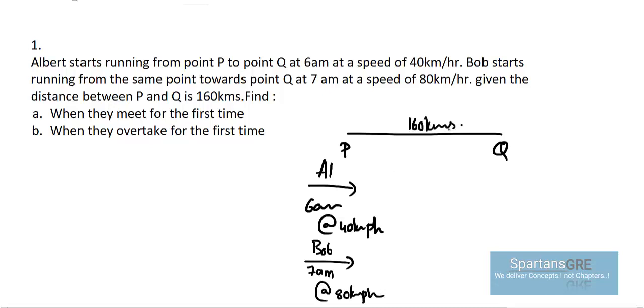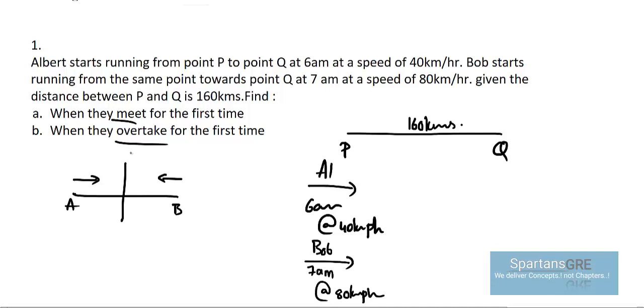Our first question is when they meet for the first time, and the second question is when they overtake. Here there is a fundamental difference between meeting and overtaking. Suppose we have a distance A and B. Meeting happens only when two bodies are moving in opposite directions. One body starts from A, another starts from B, and at some point of time they meet. That is called meeting.